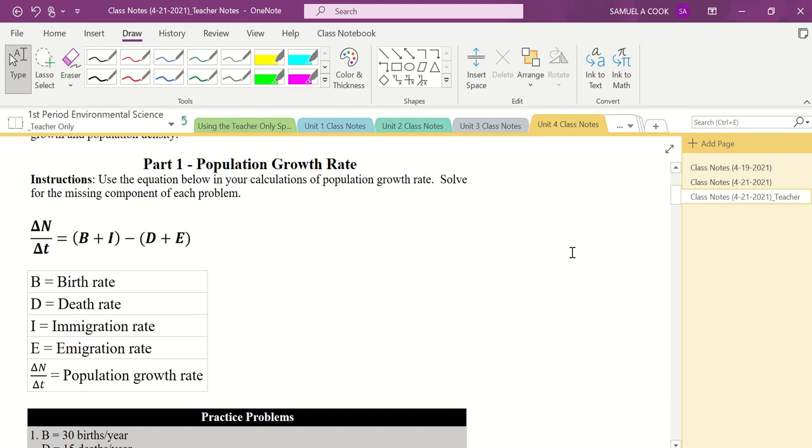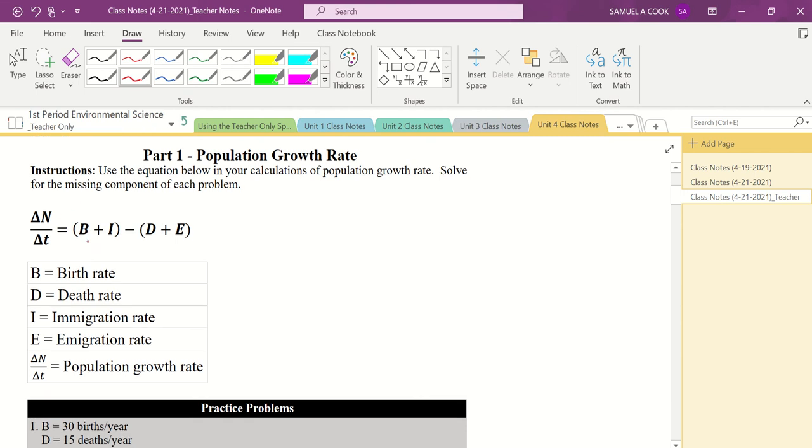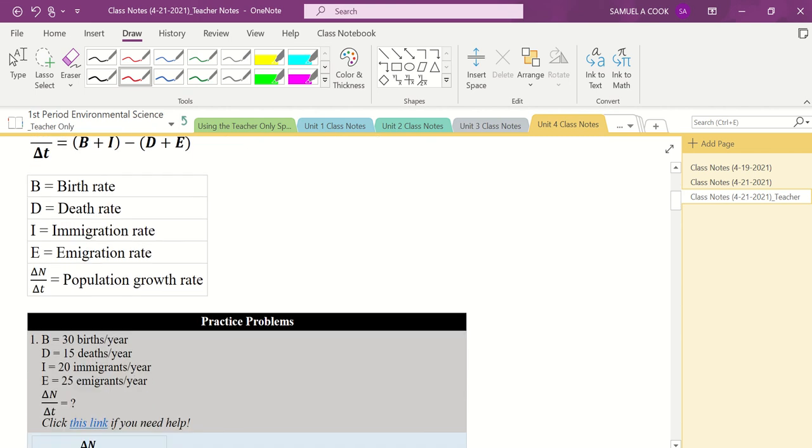All right, so for part one, we are calculating the population growth rate using birth rates, death rates, immigration with an I, immigration with an E. We talked about these factors yesterday in our class, Monday, Tuesday. And so let's dig into it. So for problem number one, we're trying to find our population growth rate right here: the change in population over the change in time, which is also known as our population growth rate.